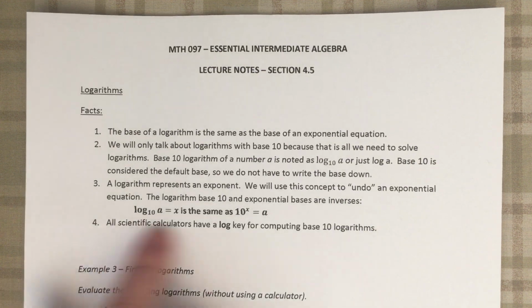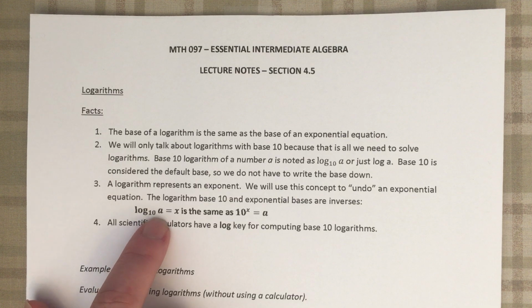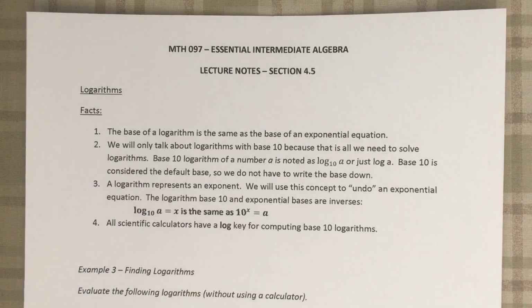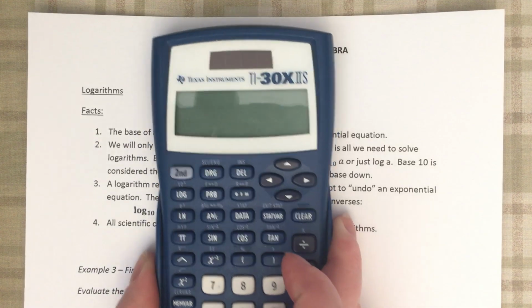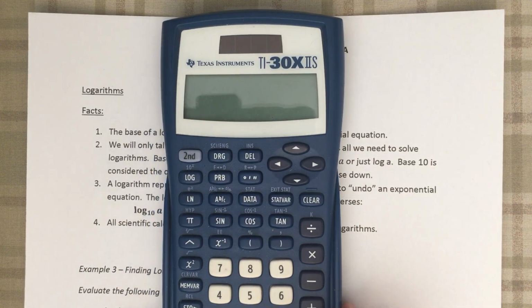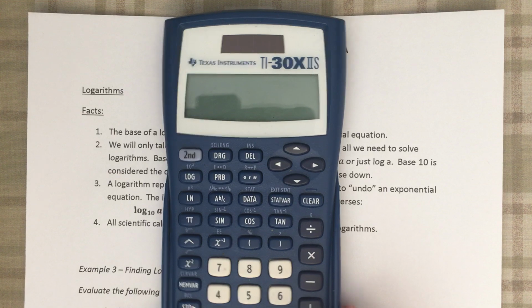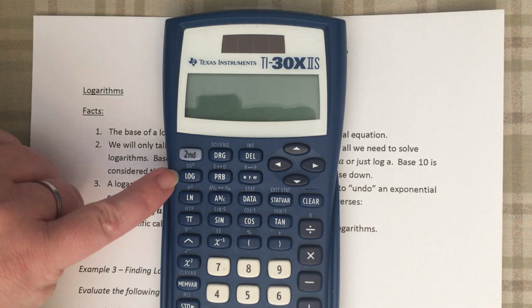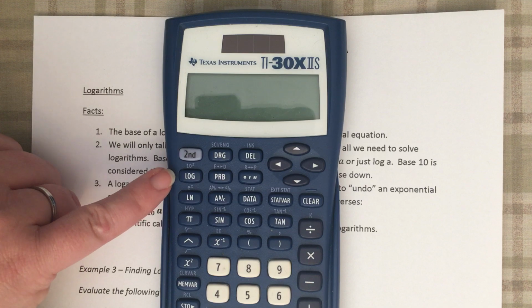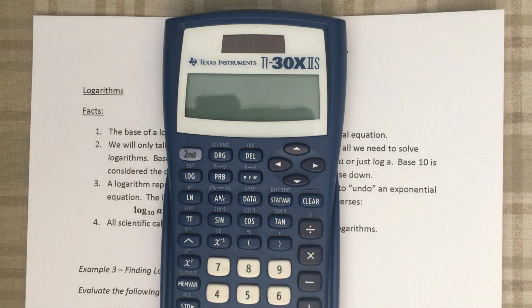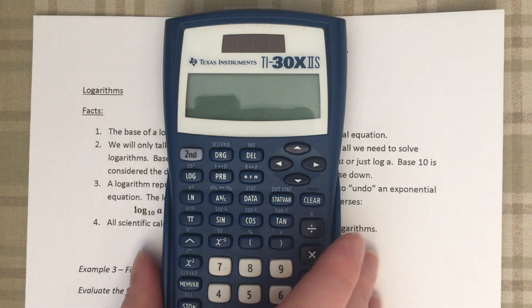We have this notation: log base 10 of a is equal to x is the same as 10 to the x equals a. And then the fourth thing says that all scientific calculators have a log key. So scientific calculators, graphing calculators, even the scientific calculator on your phone has a log button. If you're looking at a basic TI-30, like we used a lot in class, our log button is right up here at the top. So as you're working through these, if you have a scientific calculator handy, or even a scientific calculator on your phone, you should have a log button on there.